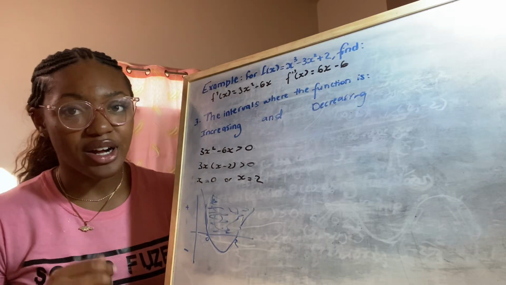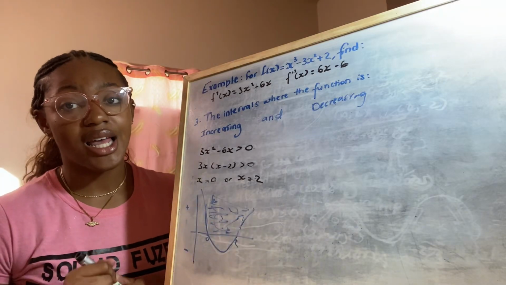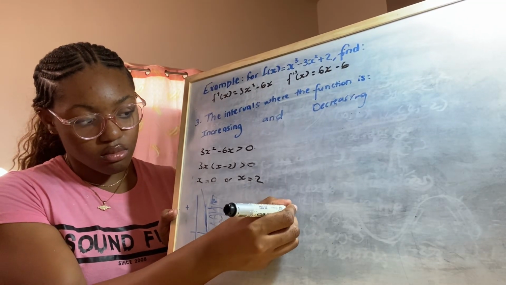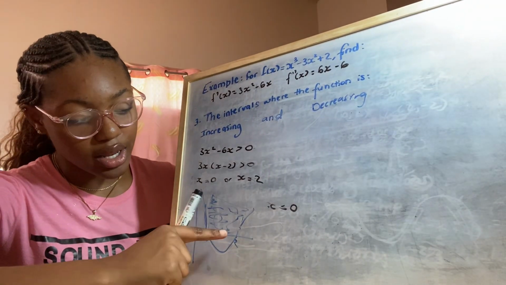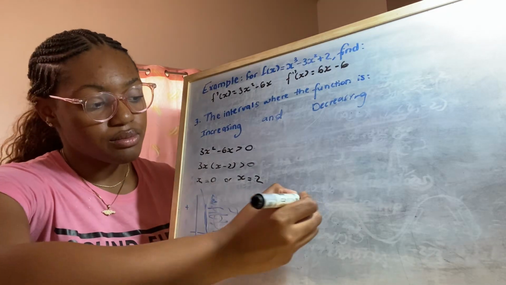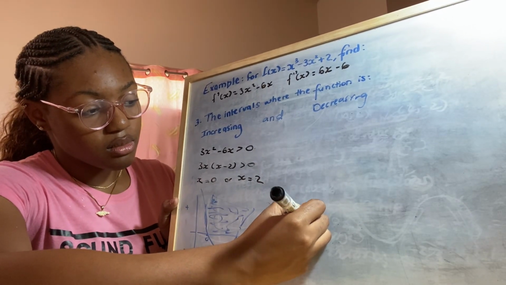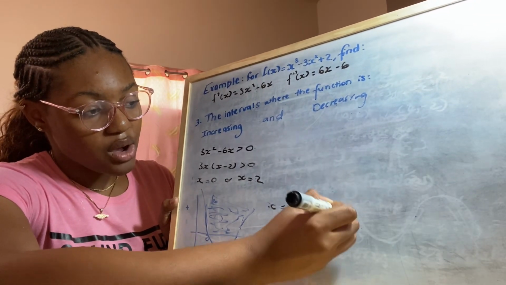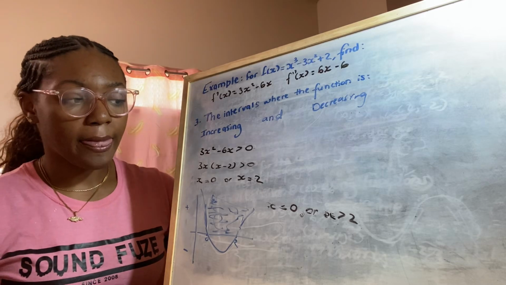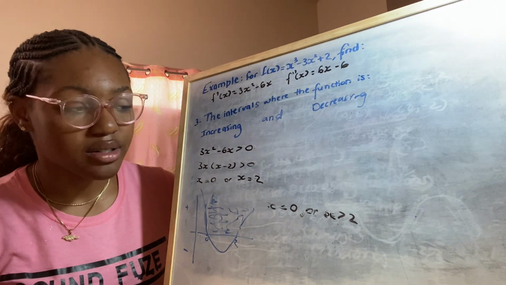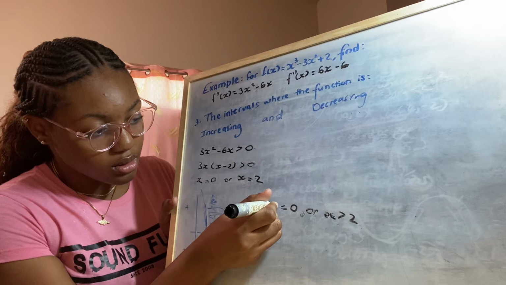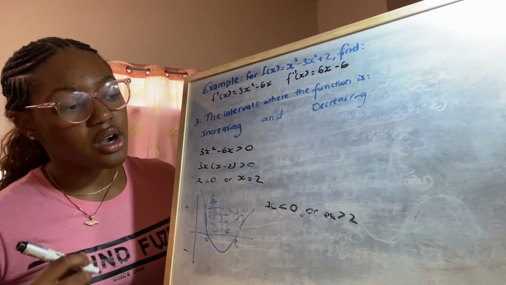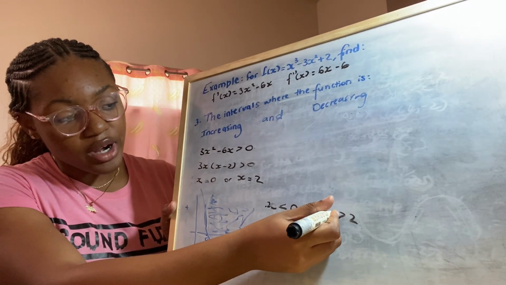Looking at the top, we can see that x is less than 0 or x is greater than 2. And that would be our increasing function. I hope you can see it properly; I feel like it's not written properly. So x is less than 0 or x is greater than 2 for our increasing function.